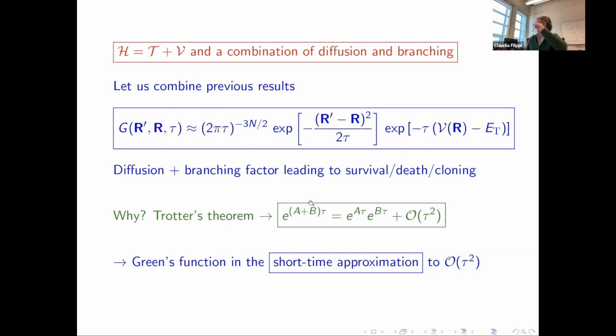The reason why we can write it as a product is thanks to the Trotter theorem. We could do this in a more formal manner and see that the exponential of the sum can be written as the product up to some power of tau. By writing something like that, we are writing the Green function in the short time approximation, to some order in tau, order tau squared. Which means you are choosing tau, a certain width of your Gaussian, and you evolve. But then you will have to repeat your calculation using different values of tau.